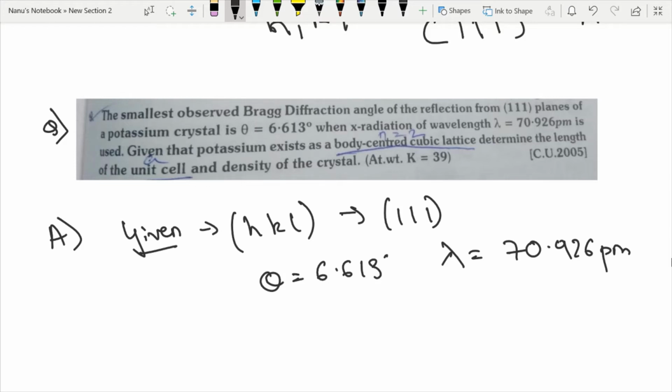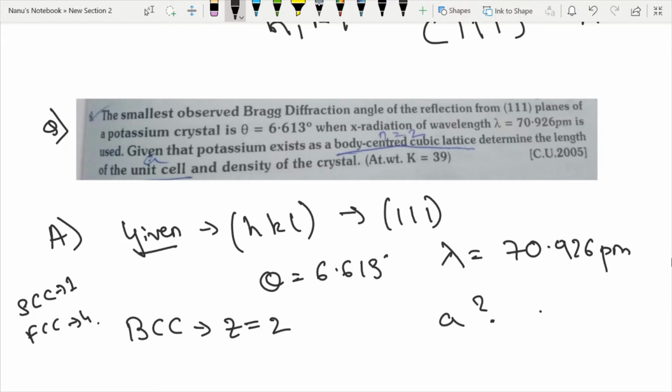So body centered cubic. Whenever anything comes now like SCC, BCC, FCC, the only difference is the value of Z that comes in the density. In BCC, the value of Z is 2. In SCC it is 1. In FCC it is 4. You guys know this, I know. Determine the length of the unit cell. Length of unit cell means a is the question, and density. So density, let me just write density, question mark.